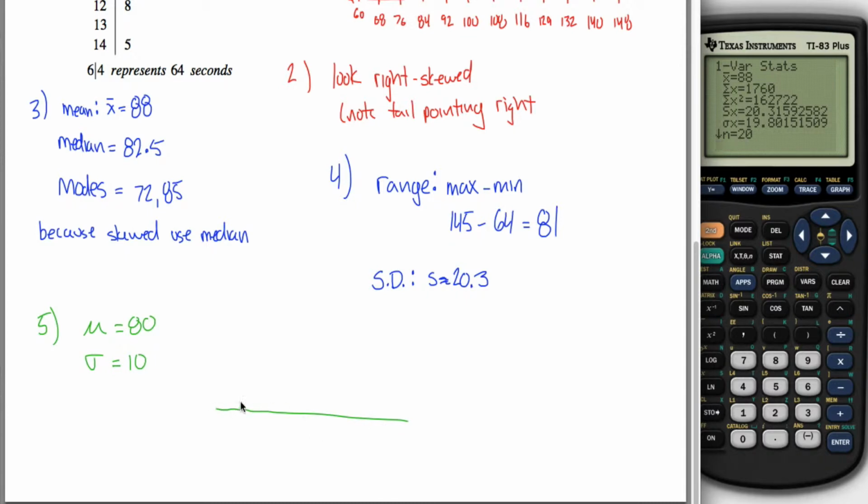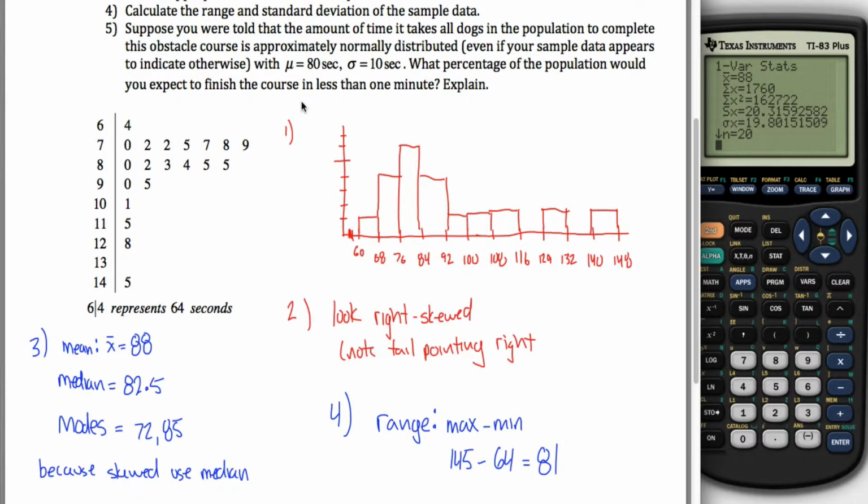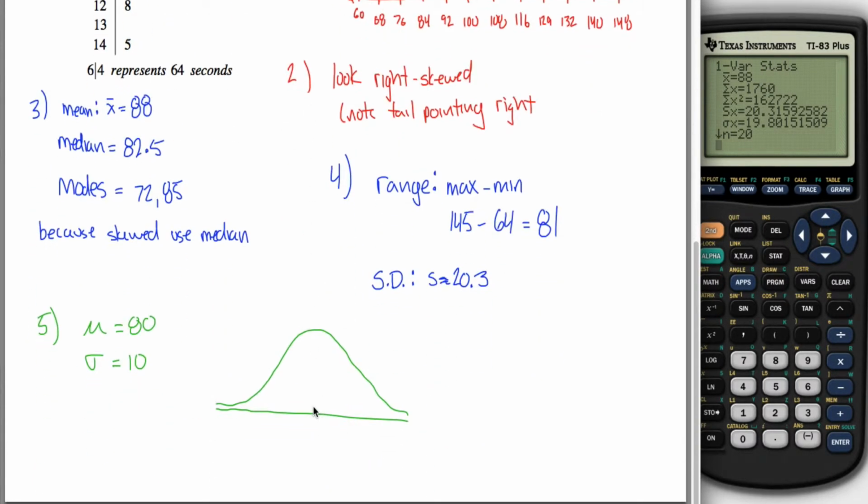What my empirical rule tells me is that, well, let's see what it's asking. My empirical rule tells me a lot of stuff. What percentage of the population would you expect to finish the course in less than 1 minute? 1 minute is 60 seconds. It's the first thing you need to know. Fairly confident everybody knows that. So one standard deviation below 80 would get me down to 70, and one above would get me up to 90. It's 2 standard deviations that I'd have to go to get down to 60 here.